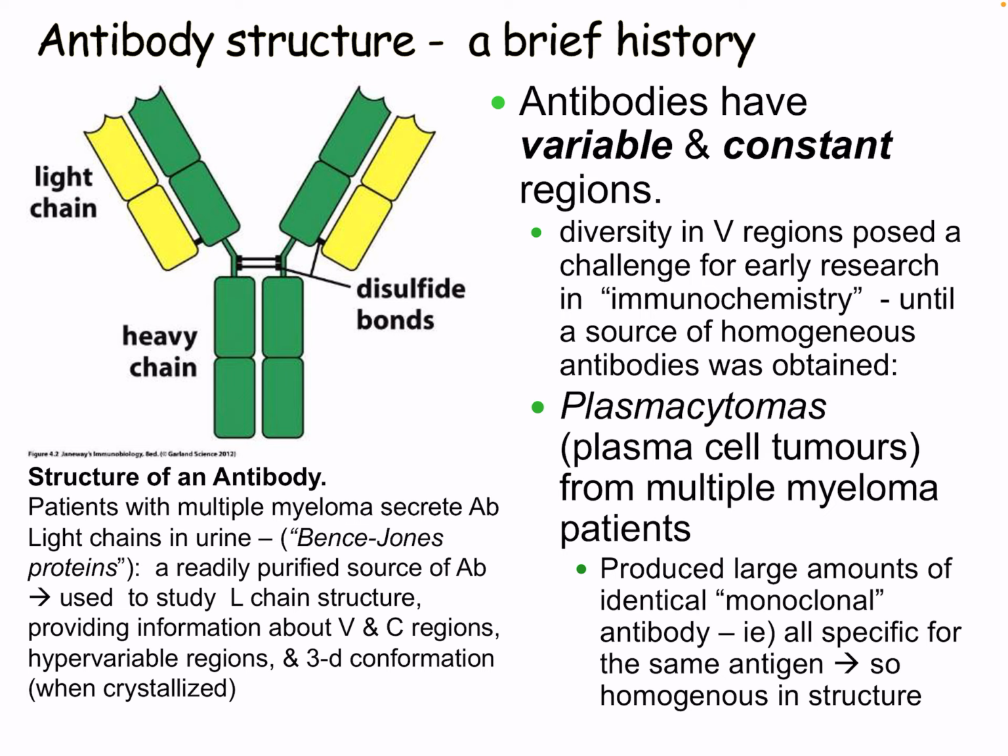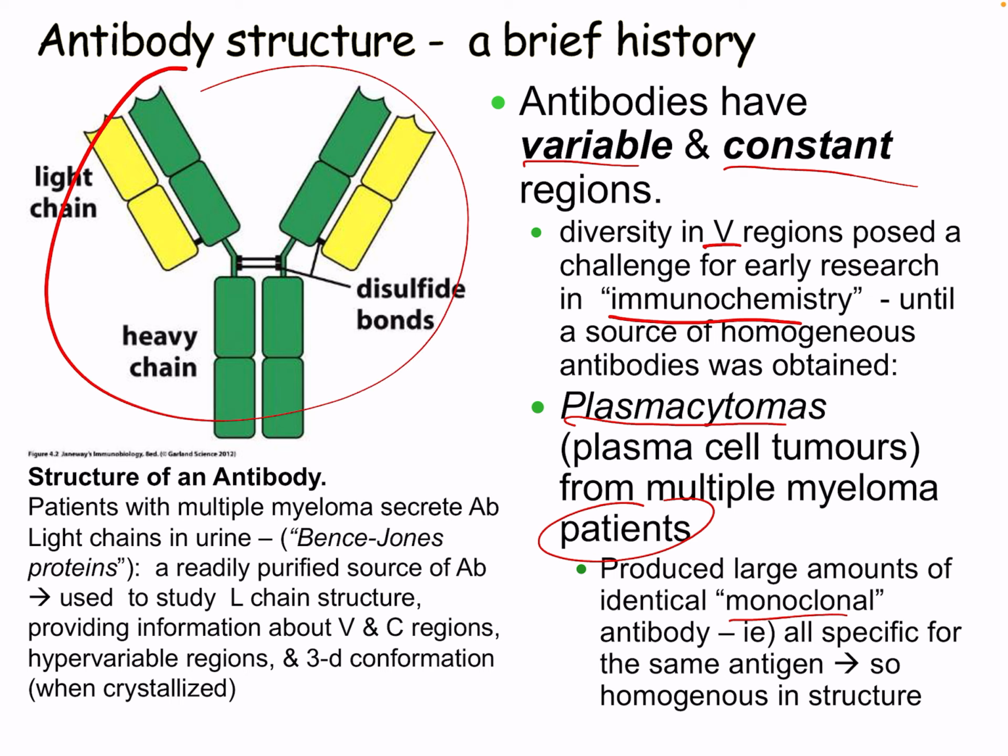So antibodies have both variable and constant regions. The diversity in the variable regions posed a challenge for early research or immunochemistry until a source of homogeneous antibodies was attained. For example, we use plasmacytomas, which are plasma cell tumors in multiple myeloma patients. These produce large amounts of identical monoclonal antibody, which are all specific for the same antigen. So they had homogeneous structure. Essentially it's a tumor cell that just would not stop producing antibody.